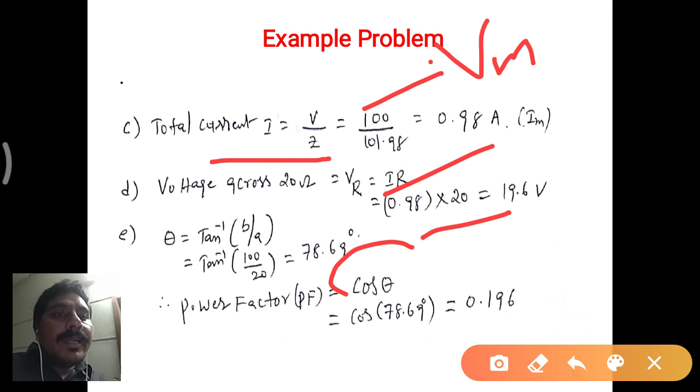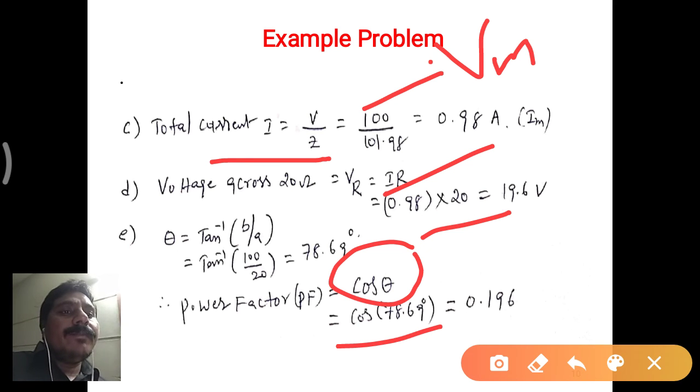Now it is very important to calculate the power factor. Power factor is nothing but cos theta. But here we have to calculate the theta value. Z is equal to 20 plus j100, so theta is tan inverse of the imaginary part by the real part. The imaginary part is 100 and the real part is 20, so theta is equal to 78.69 degrees. Therefore, power factor is the cosine of the angle between voltage and current, so we get 0.196. That is the power factor.